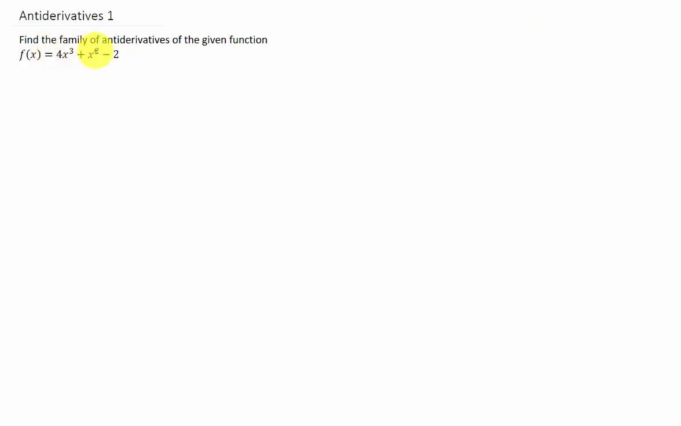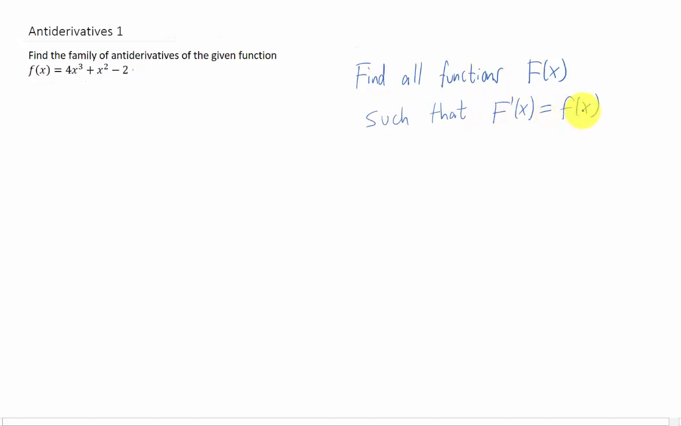We are asked to find the family of antiderivatives of this function right here. What this is asking us to do is to find every function, we'll call that capital F of x, and this is pretty standard notation for antiderivatives. We're finding every function such that the derivative of this function equals little f of x, where little f of x is the function that was given. In other words, we're finding every function that if we differentiate, we would get this function right here.